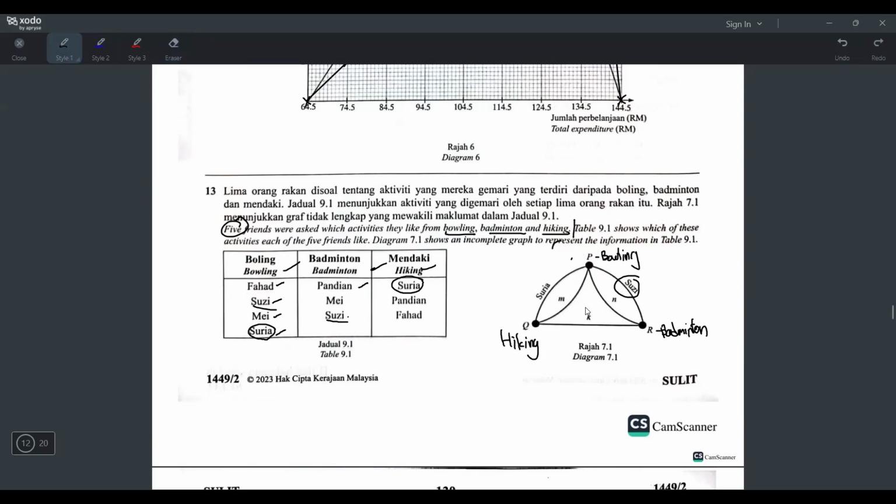And then for the age, I kena letak nama orang. So I already bought for Surya and Suzy already. Okay, so Surya is hiking and bowling. And then Suzy is badminton and bowling. Okay. What about Fahad? Fahad is bowling and hiking. Bowling and hiking is M lah. So M is Fahad. Okay, what about N? N is bowling and badminton. Siapa yang main bowling, badminton? May. So May, bowling and badminton. And then the last one is Pandian, badminton and hiking. So this one is Pandian.